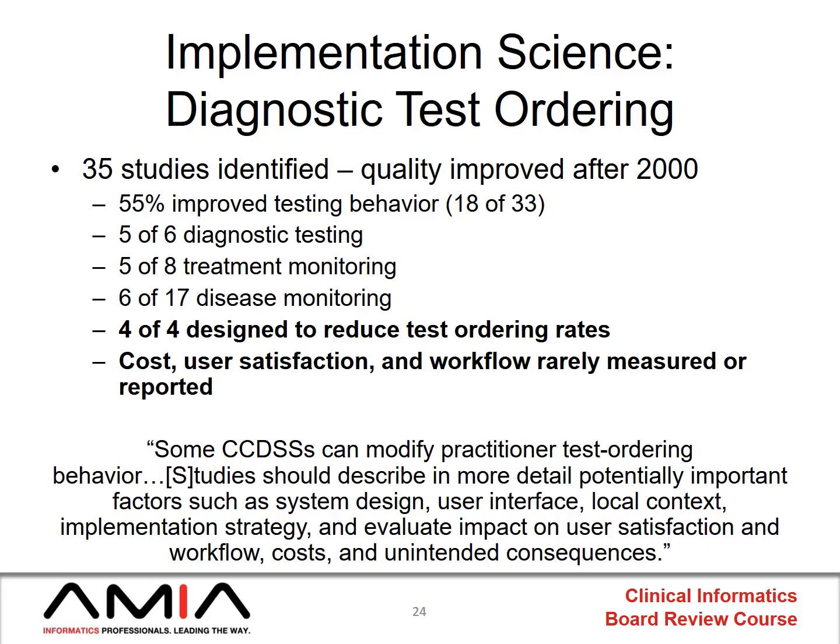They looked at diagnostic test ordering. Out of the 35 studies they looked at, 4 out of 4 that were designed to reduce test ordering rates actually worked. But they infrequently reported on cost, user satisfaction, and workflow impacts. So they concluded here that some decision support systems can modify practitioner test ordering behavior, and that studies should describe in more detail potentially important factors such as the impact of the system design, the user interface, the impact on workflow, user satisfaction, cost, unintended consequences, and so on.